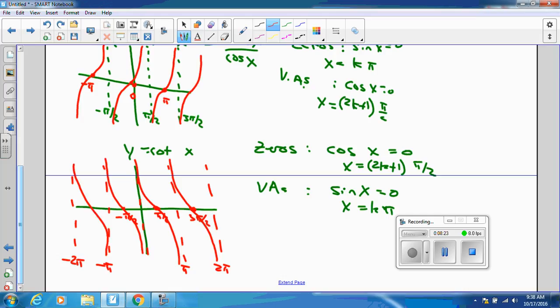Does everybody see the logic here and how in just a couple of seconds I can accurately generate a sketch?